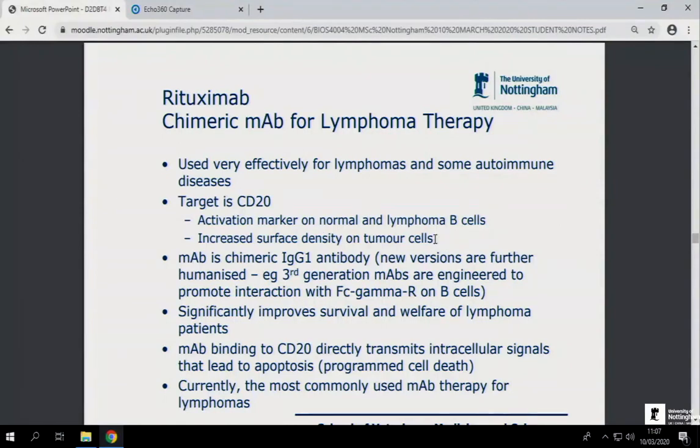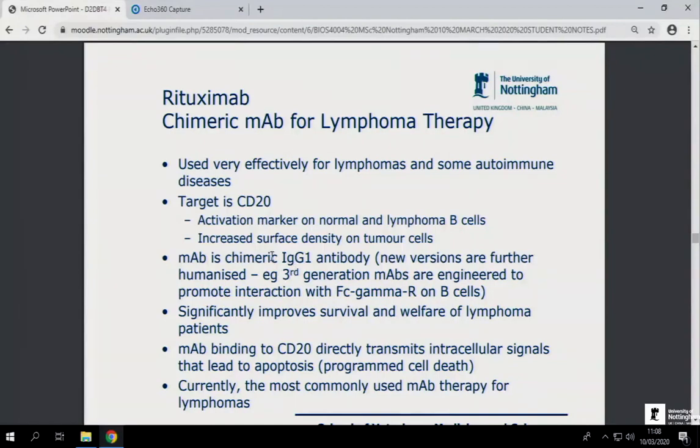Yes, we've got a marker on a tumor cell. It's in normal cells as well, but we've got a monoclonal antibody to it. So we're going to start killing some normal cells as well, which have CD20 on, but the majority of CD20 positive cells will be lymphoma cells, i.e. tumor cells. So this particular antibody is a chimeric one.